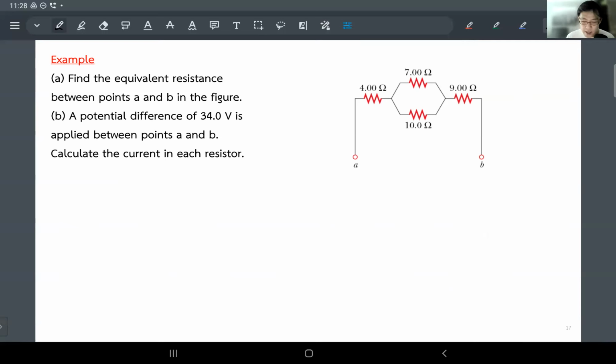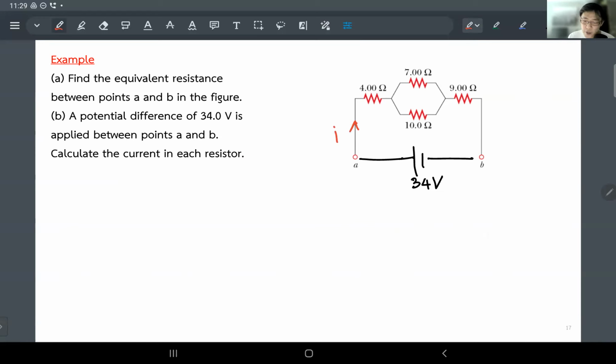Okay, here we go. If you have this setup over here, question A asks you to find the equivalent resistance between point A and point B. And the second one is, if they connect this through a source that's supplying 34 volts, what will be the current flow in this? That is the question.